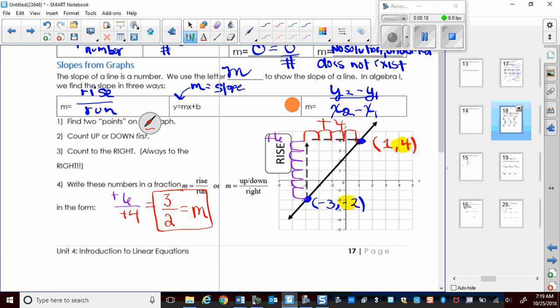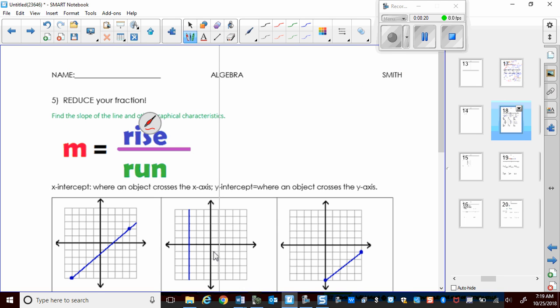Next page. So 18. Just the overview, our slope equals the rise over the run. Or we're not there yet. We're going to keep writing this till you memorize it. y sub 2 minus y sub 1 over x sub 2 minus x sub 1. Okay?